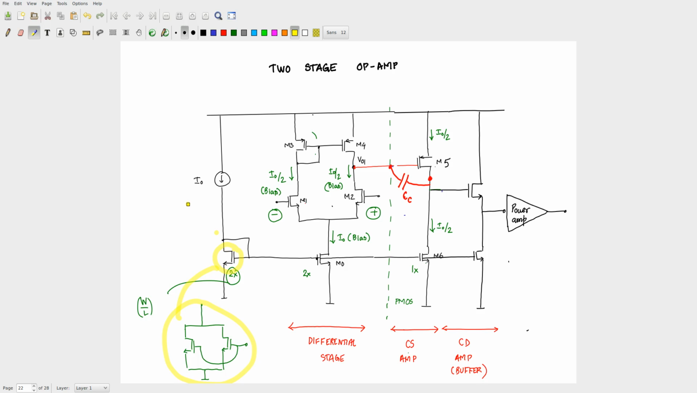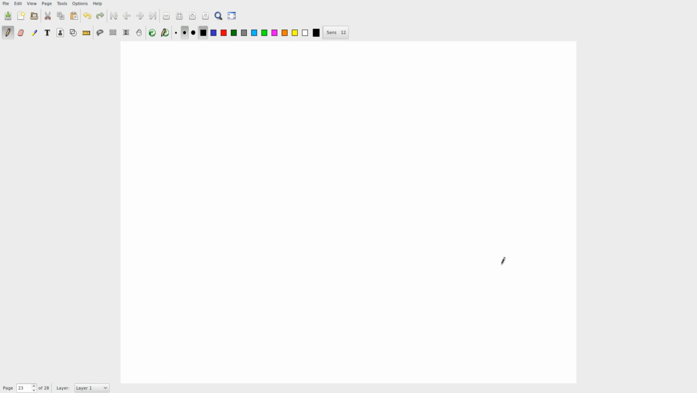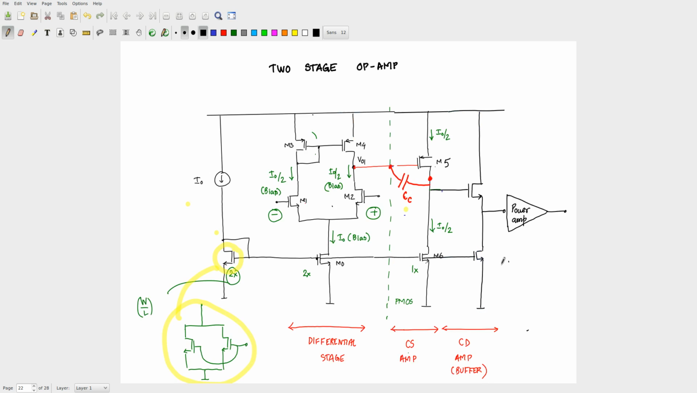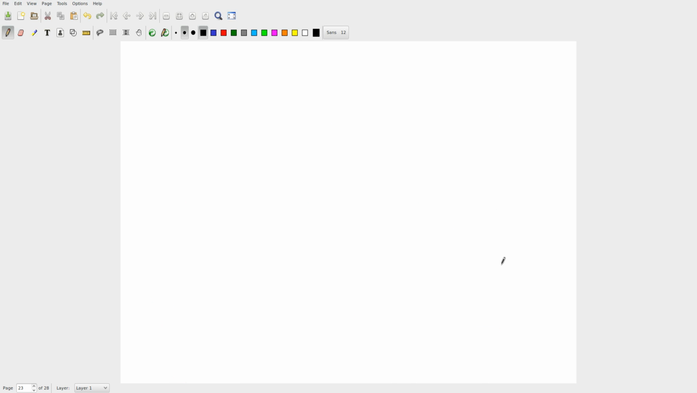Now, the next point that I wanted to discuss with you was the design of the compensation capacitor CC. We have done this before, but I thought I will just do it again so that it is clear for all of you. Let us just draw the op amp circuit again.